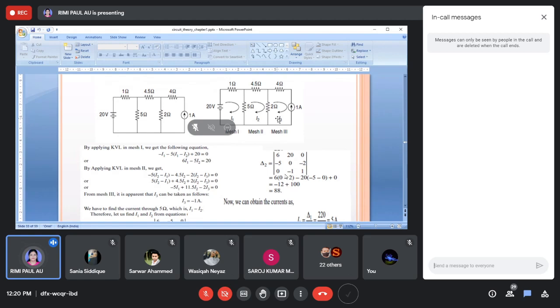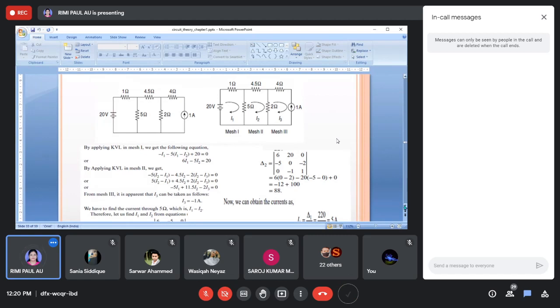Next, third equation. It is not required because this loop current is already given, but I have taken it. We know that in mesh analysis we always take the loop current in the clockwise direction, but here this current is going in the anti-clockwise direction, so I3 is equal to minus 1. So only if you solve these two problems can you easily find it out.